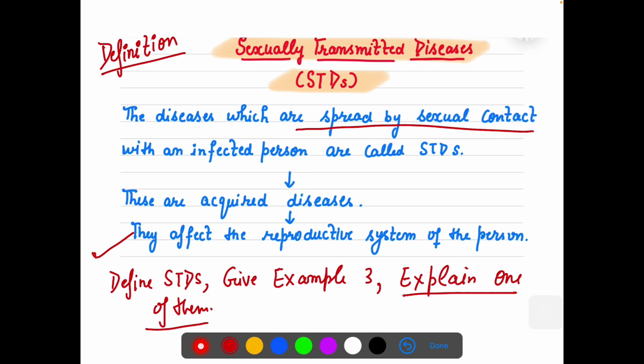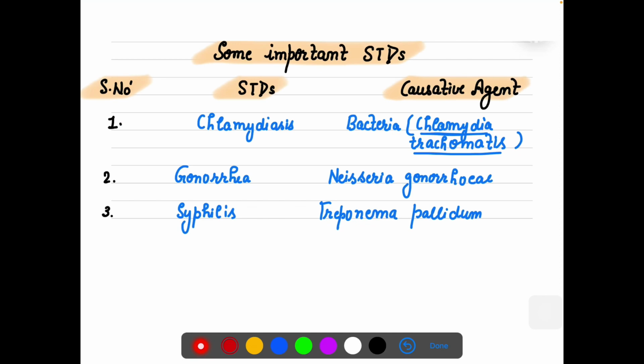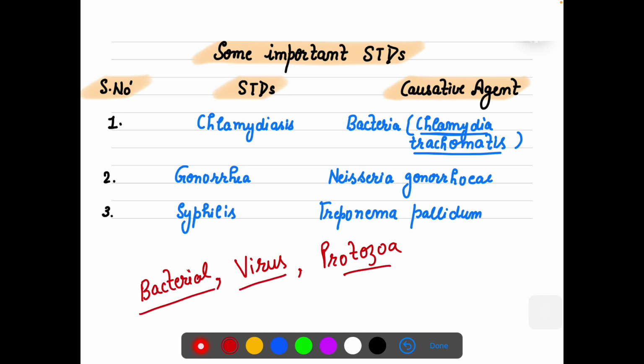I hope the definition is clear to each and every one of you, that those diseases which spread by sexual contact with the infected person are called sexually transmitted diseases. Now the important ones, because our second part is we have to give the examples. There are a few diseases whose causative organism is bacteria, a few whose organism is virus, and there is one disease in which protozoa is involved. So I'm going to talk first about bacterial diseases.